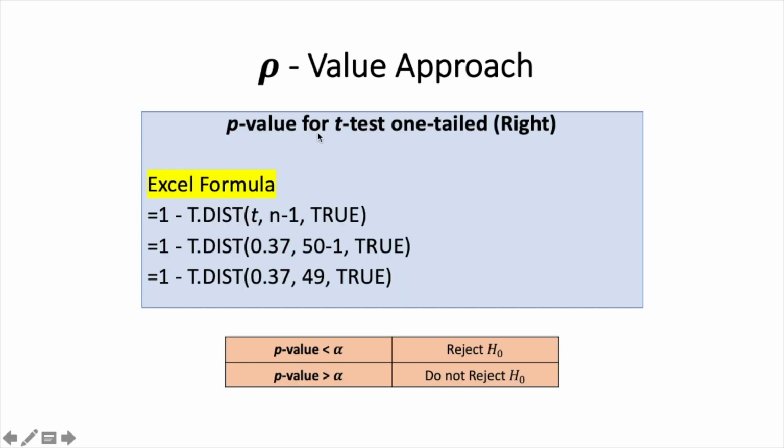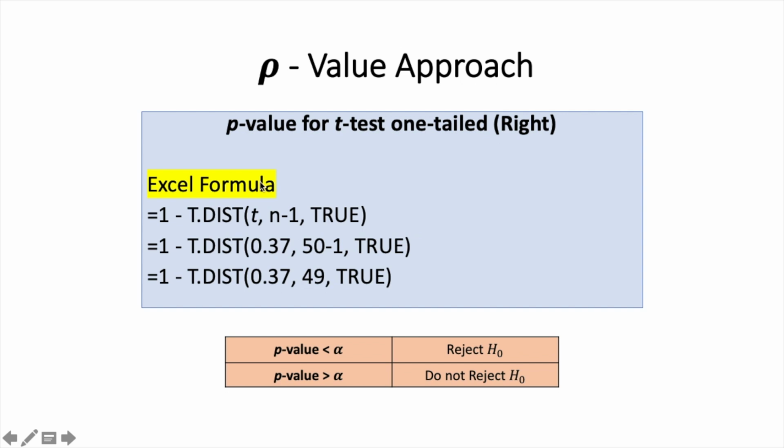Use the p-value for a t-test, one tail right, because we have to use the correct formula. We know it's one tail, and it's on the right hand side. Again, we know this from the hypothesis. This is the Excel formula that we use: 1 minus T.DIST, bracket t. The t here is the t value that we have calculated, 0.37. We have the degrees of freedom n minus 1, which is 50 minus 1, 49. And we have to put the value TRUE.